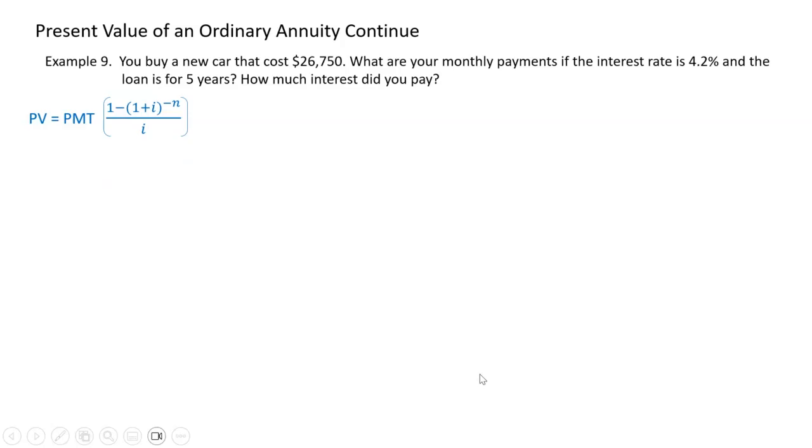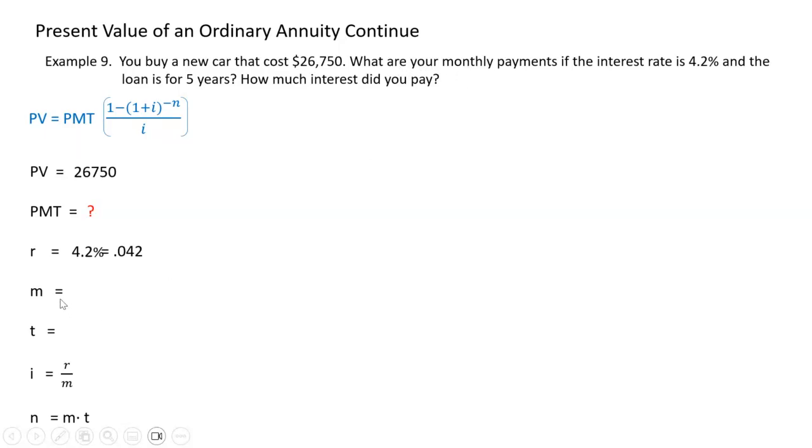Okay, so there's my formula, right? Different formula now. We're looking for the monthly payment. The present value means how much money you borrowed from the bank at the present time, which was $26,750. The interest rate is 4.2%, which results in 0.042.